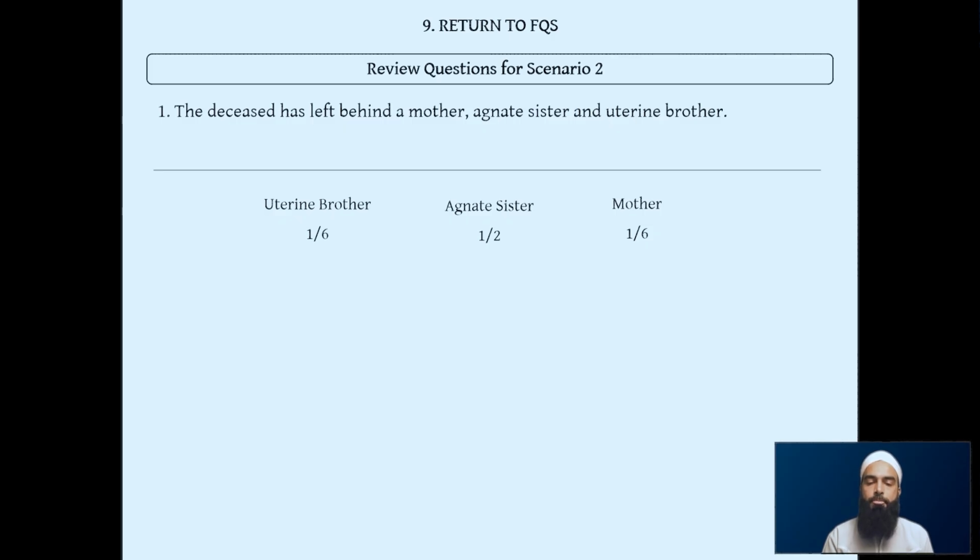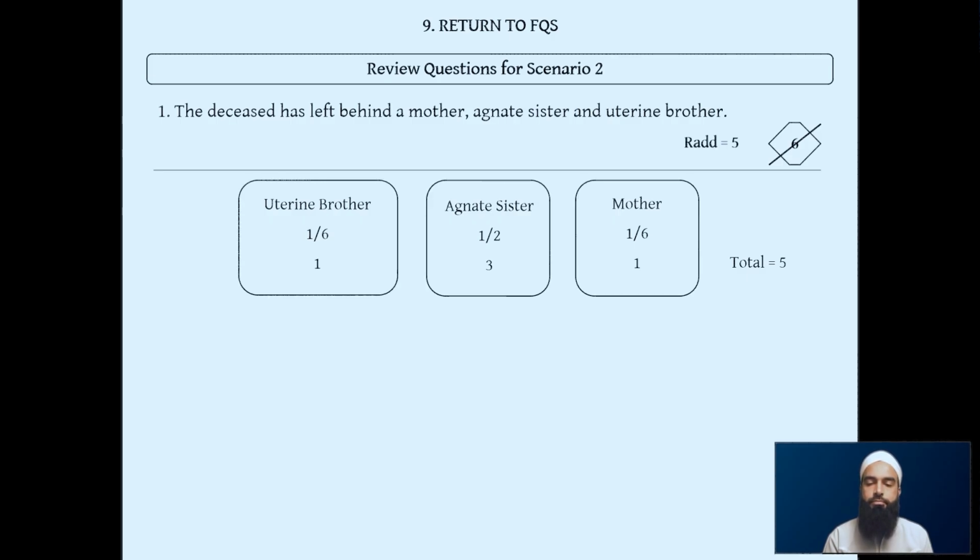So you've got 1/2, 1/6 and 1/6. So what you do, you use the divisor of the agnate sister, the 2. You multiply it by 3, which gives you a divisor of 6. So you give out mother 1/6, which is 1, agnate sister gets 3, and the uterine brother gets 1. You add it up, equals 5. You've given out less, you've got 1 left over. So you simply cross out the 6, make it radd of 5, and that's your answer. Very easy and simple.